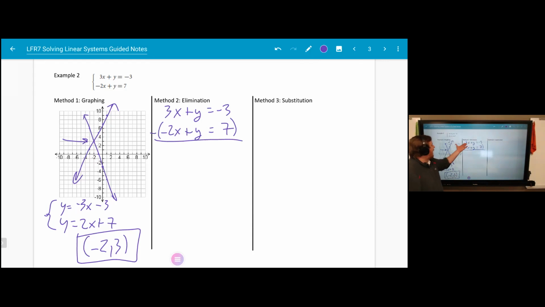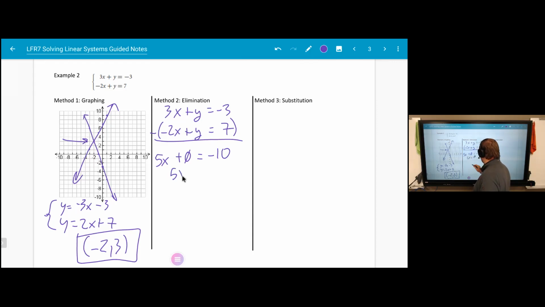This would be like 3x minus negative 2. Minus a negative is? Plus a positive, Mr. Brayman. Hey, there you go, plus a positive. So 3x minus negative 2x would be 5x. Y minus y is 0. And negative 3 minus 7 is negative 10. Okay, I've got 5x equals 10. Divide both sides by 5, and x equals 2.